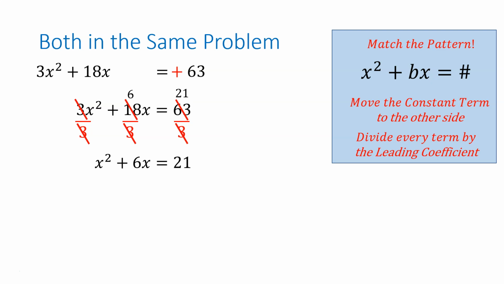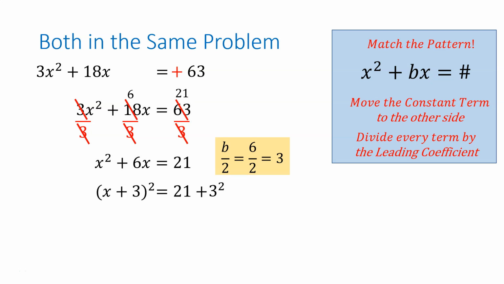So b is 6 and b over 2 is 3. We add 3 squared to both sides and write the left-hand side as a perfect square. We have x plus 3 in parentheses squared equals 21 plus 3 squared. We can combine the terms on the right side, and that becomes 30. We take the square root of both sides and include a plus or minus on the right-hand side.